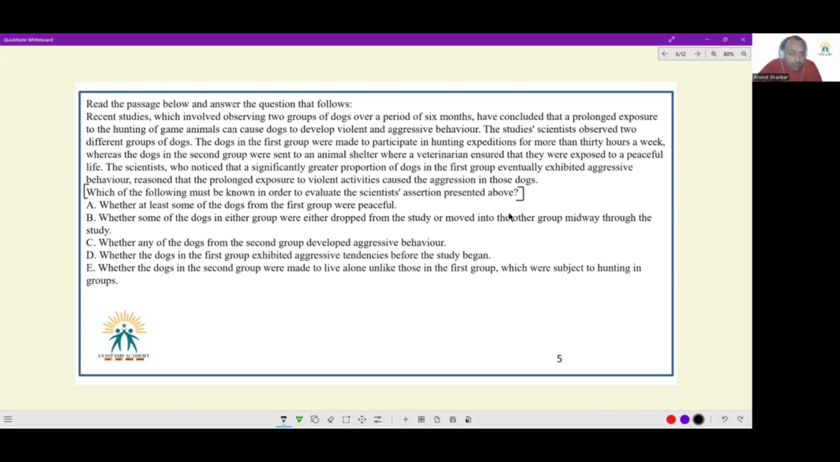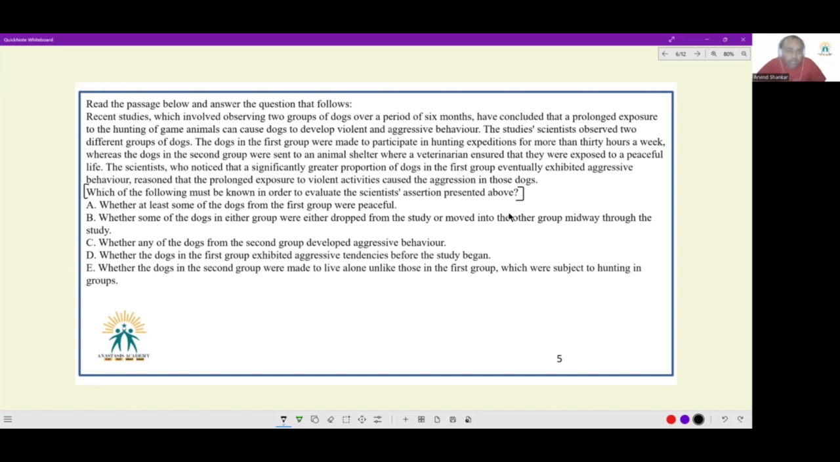Okay. Whether at least some of the dogs from the first group were peaceful. The assertion from the scientist was that prolonged exposure to hunting makes you more aggressive. Even if, let's say, there are 30 dogs in both the groups, and 2 dogs from the first group turned out to be passive, turned out to be peaceful. They were not very aggressive.